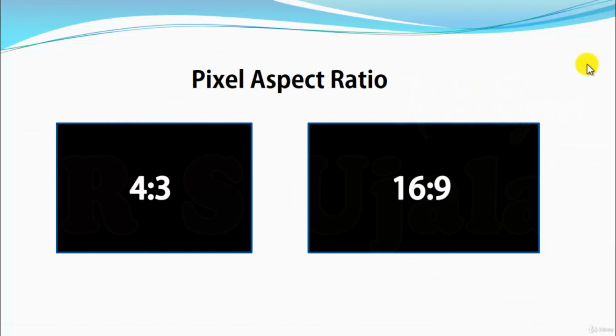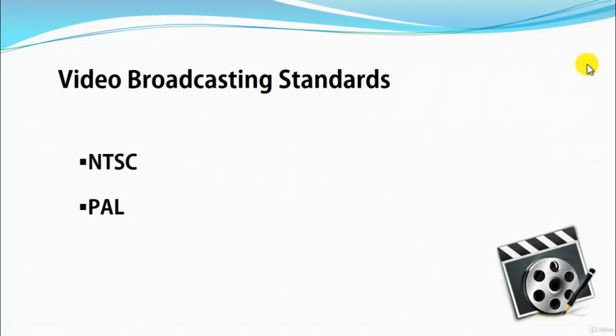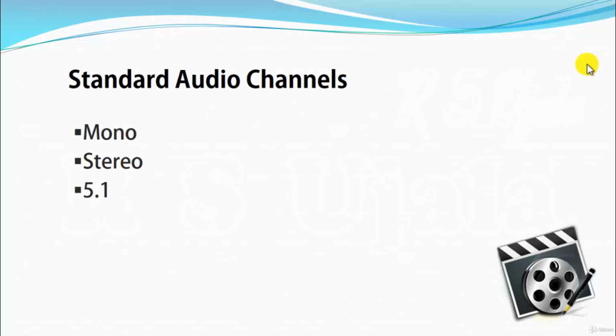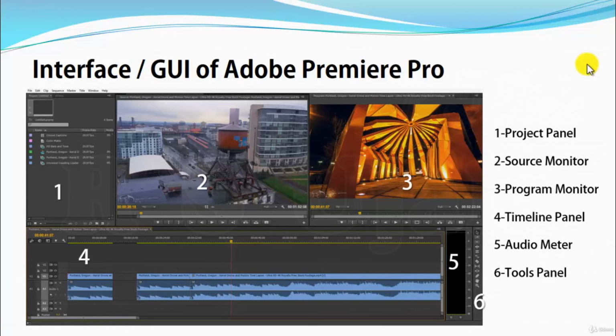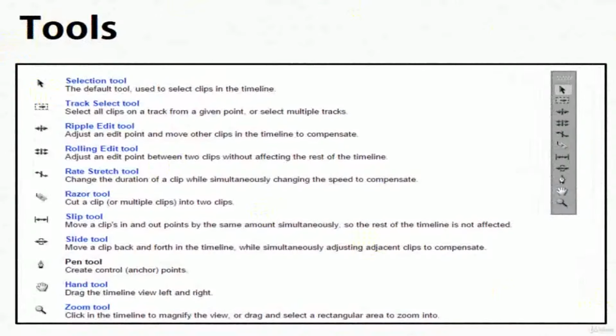These are the different pixel aspect ratios, 4:3 and 16:9, which is widescreen. These are the different broadcasting standards in a video: NTSC and PAL. These are the standard audio channels: mono, stereo, and 5.1. This is the graphic user interface of Adobe Premiere Pro. First one is the project panel. This one is the source monitor. This one is the program monitor. This is the timeline panel. This is our audio meter, and this is our tools panel.